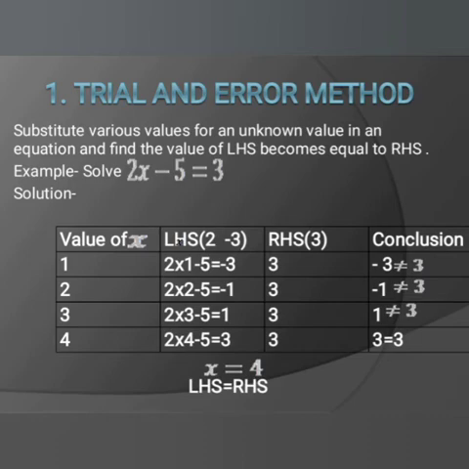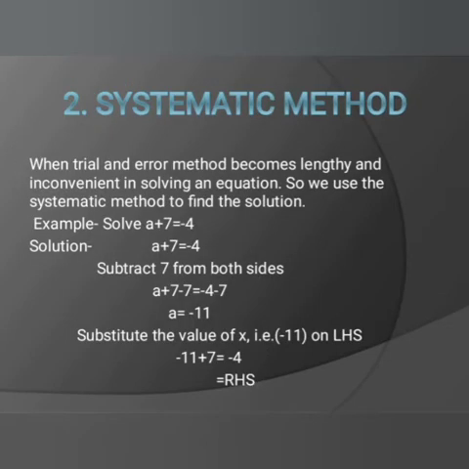Next method is the systematic method. Sometimes it happens that the trial and error method becomes very lengthy and inconvenient in solving the equation. So we use the systematic method to find the solution. Let us solve an example. a plus 7 is equal to minus 4.